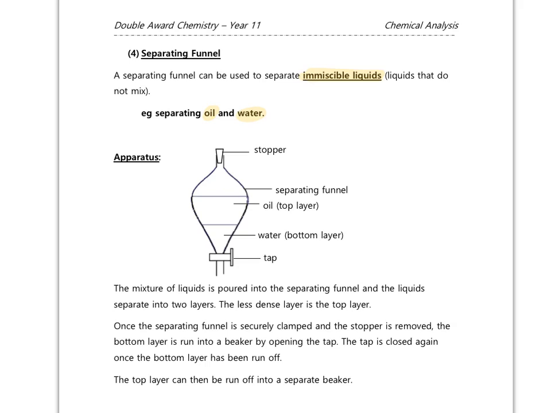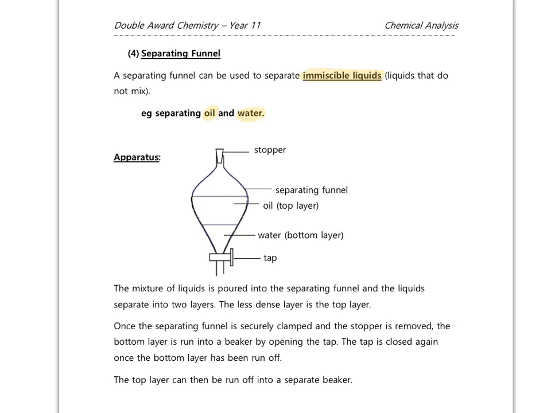So basically what you do is you pour your mixture into your separating funnel, and you can see that the two layers separate out because they do not mix well together. So you can see in this example the oil is the top layer. That means that it is less dense than water.